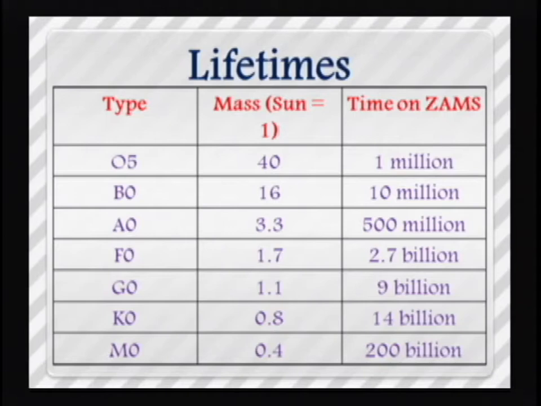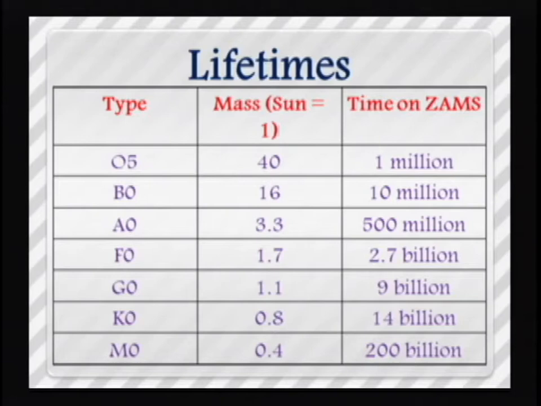I'm sure you guys have all heard the expression that the larger they are, the faster they fall. Well, that's definitely true when we talk about stars. B-type star, 16 mass, so it's 16 times larger than the sun. It's going to be around about 10 million years. That's still not real long. I mean, 10 million years, again, is a tiny amount when we talk about the age of the universe. An A0 star is about 3.3 times the mass of the sun. It's going to be here about 500 million years. And then it's going to start evolving off the main sequence line.